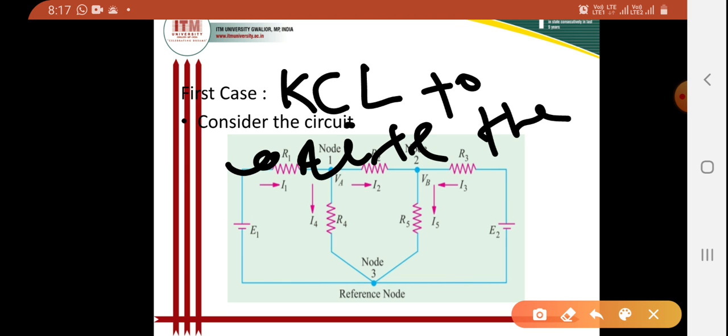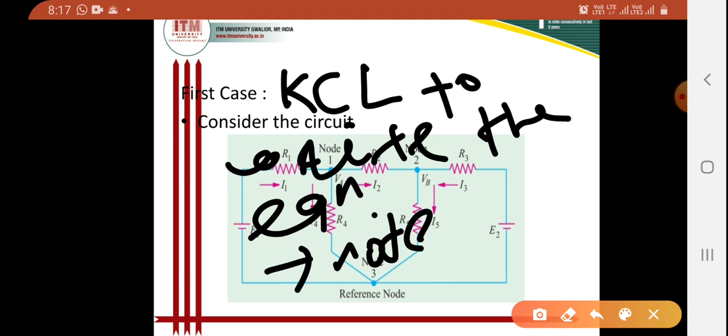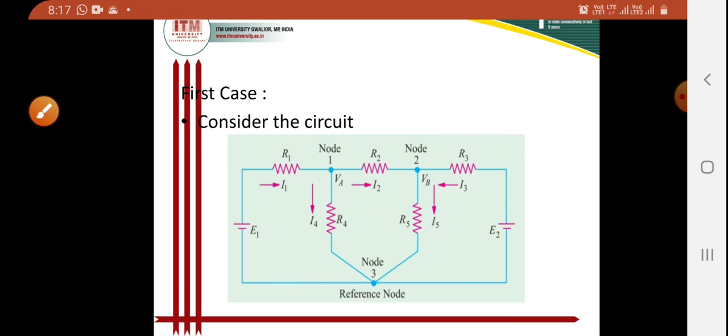the equations. And here I am talking about node 1 first. So based upon our node 1, and by applying Kirchhoff's current law, I want to write the equations. So now coming to write the equation as per this figure. One minute.